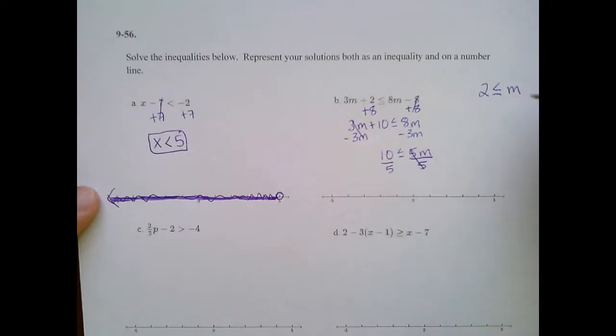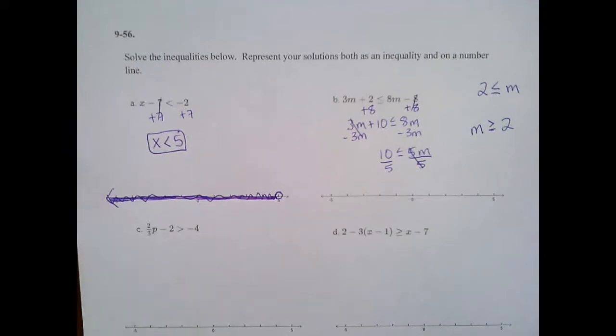Well, notice the Pac-Man is facing the m. So in that case, this Pac-Man is still facing the m. I can write it this way, and I can make it still the same inequality, with 2 on this side. So notice I just reversed the entire inequality, but they are the same thing. If you're saying that 2 is less than or equal to m, that means that m has to be greater than or equal to 2.